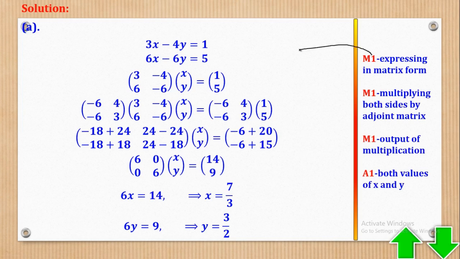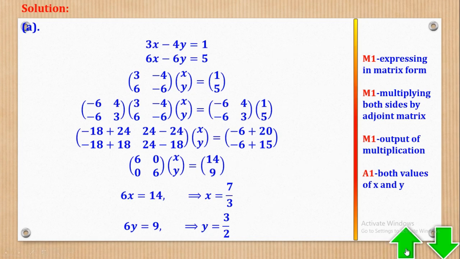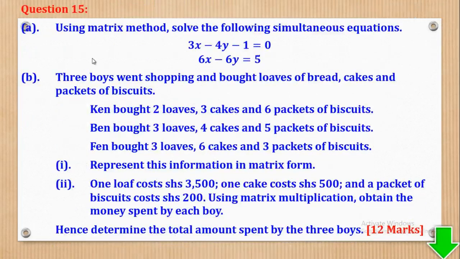So M1 will be for this, M1 for this, M1 for that, and A1 for both values of X and Y. So now we shall go to part B.